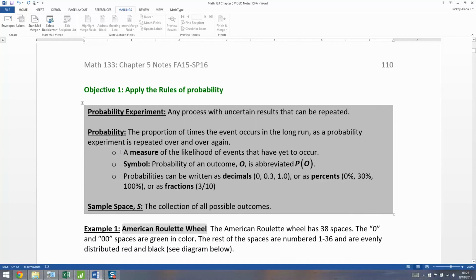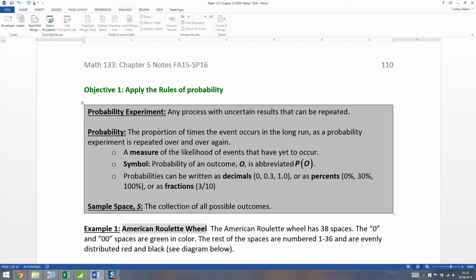All right, so let's do some basic rudimentary definitions of probability to get us started. So first we have a probability experiment. That is any process with uncertain results that can be repeated. So anything you can do over and over. And of course, classic examples of this are dice and cards and things like that.